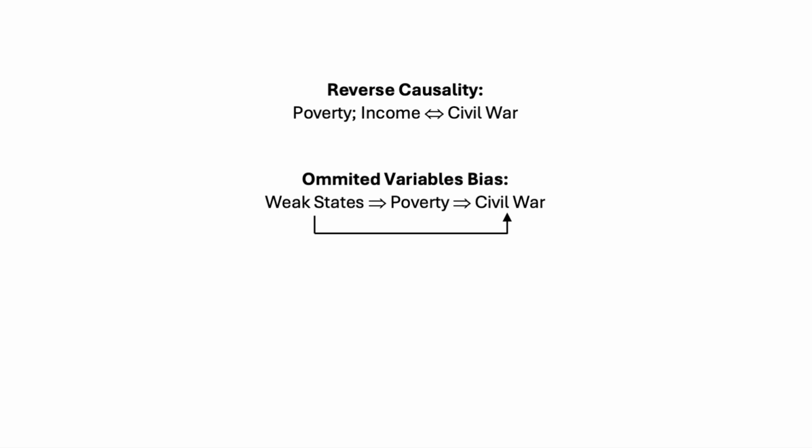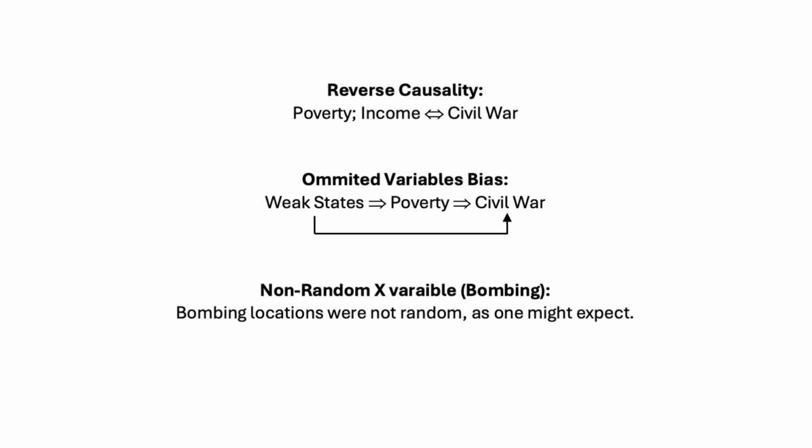There's also a massive issue of omitted variable bias. In our trio of variables, from weak states to poverty to civil war, there's an omitted variable bias from weak states to civil war. These two things are massive issues that you really have to consider when trying to find an estimation strategy. And the final thing, specific to this paper, is the non-random effects of bombing.